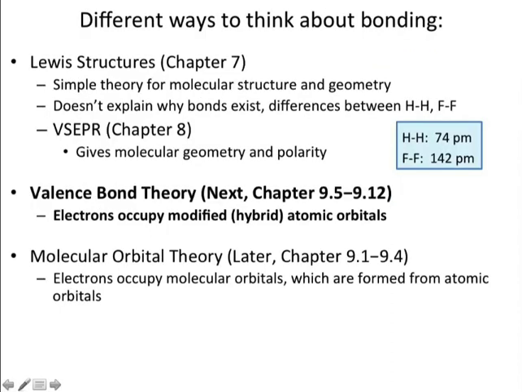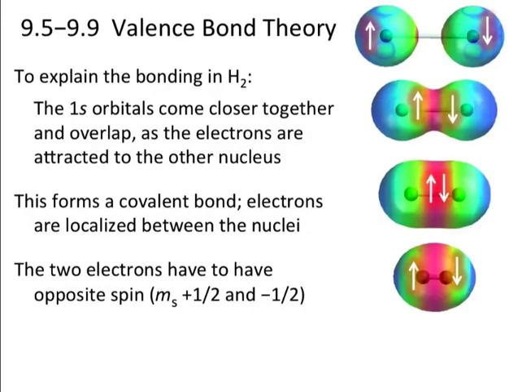Okay, and remember we were talking about different ways to think about molecular bonding. Lewis structures were in chapter 7. This is a simple way to think about bonding but doesn't give the detail we want. Now we're talking about valence bond theory, which is that electrons occupy these modified hybrid orbitals that then overlap to form the bonds, and then later will come molecular orbital theory.